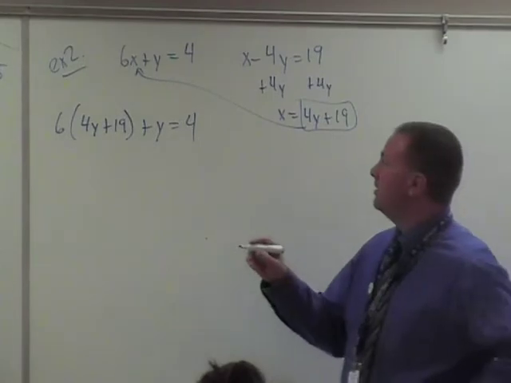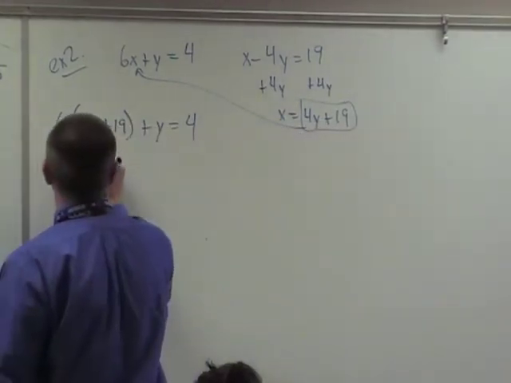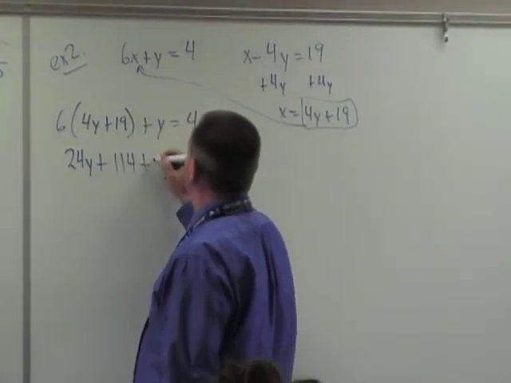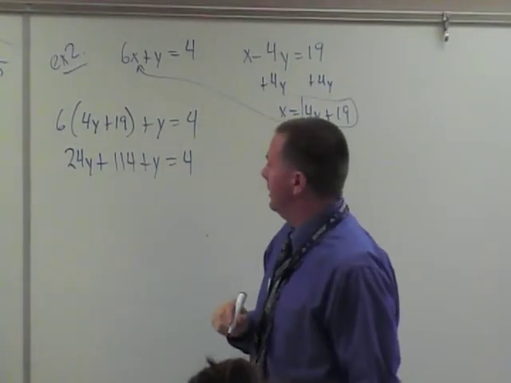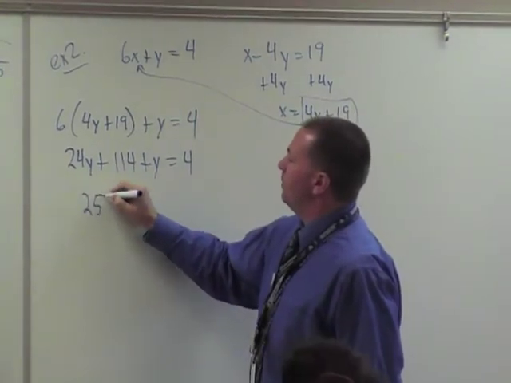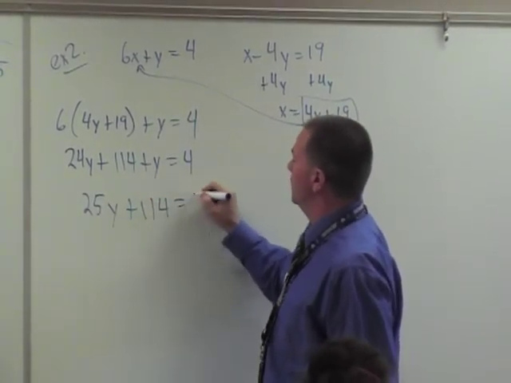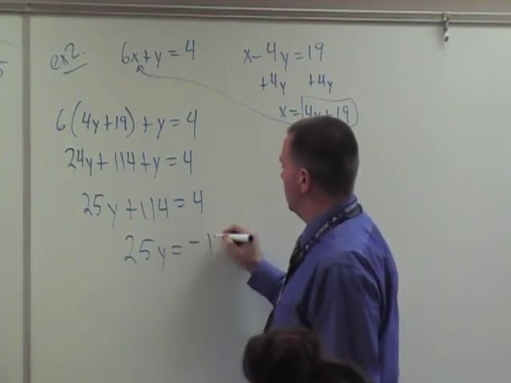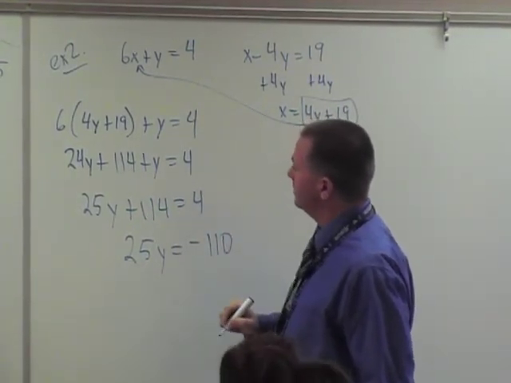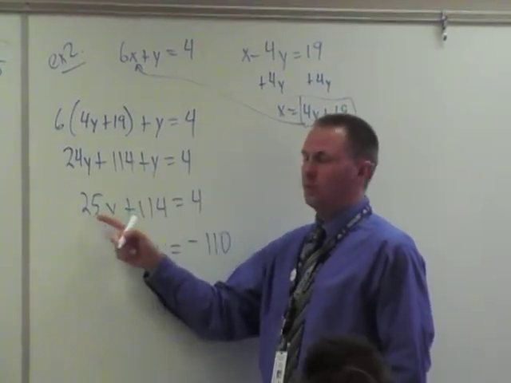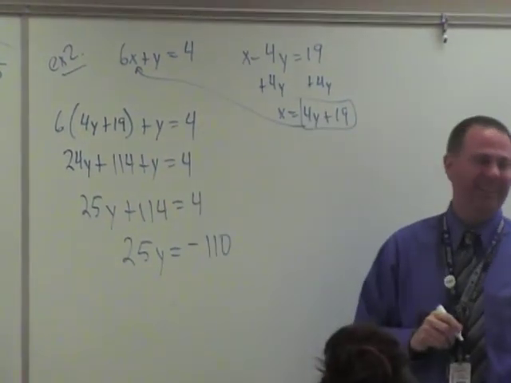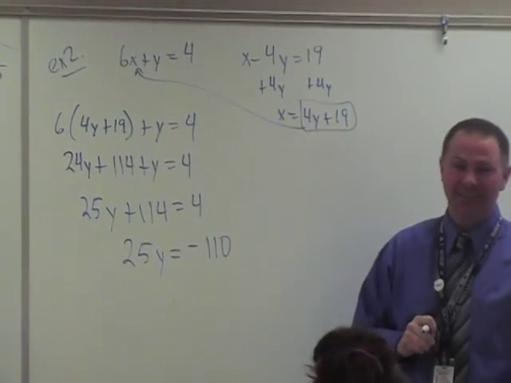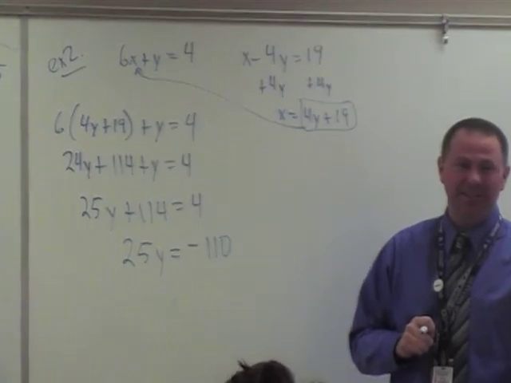Is it getting ugly? That's so awesome. 60 and 54 is 114 plus y equals 4. That's nice. 25y plus 114 equals 4. 25y equals -110. Wait, 24y and 1y makes 25y. Oh, man. Hey, you can't make any mistakes by doing this. Oh, boy. Yeah, this is this method.